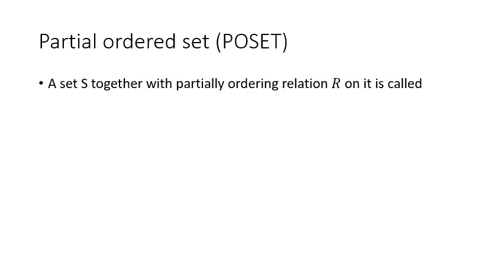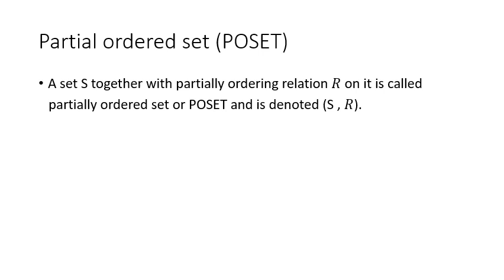Next, poset or partial ordered set. What do you mean by partial ordered set? Let us see. A set S together with partially ordering relation R on it is called partially ordered set or poset and is denoted by ordered pair capital S, capital R. That means a set together with a partially ordering relation is known as poset. And what is partially ordering relation? Yes, it is a relation in which reflexive, antisymmetric and transitive hold together.